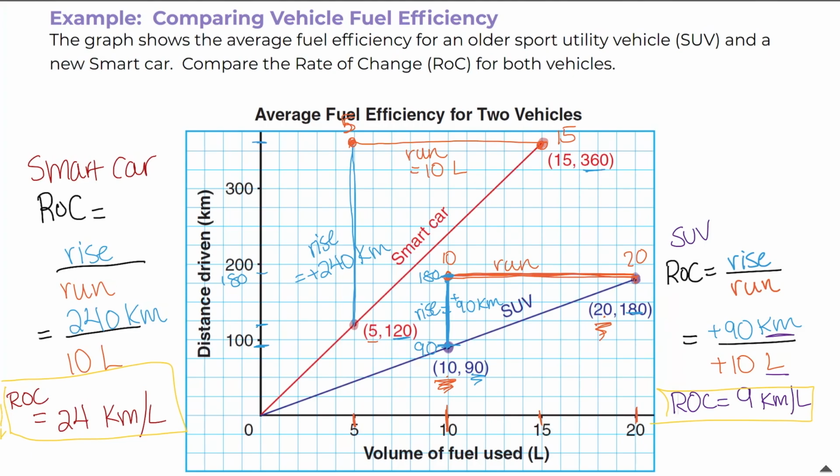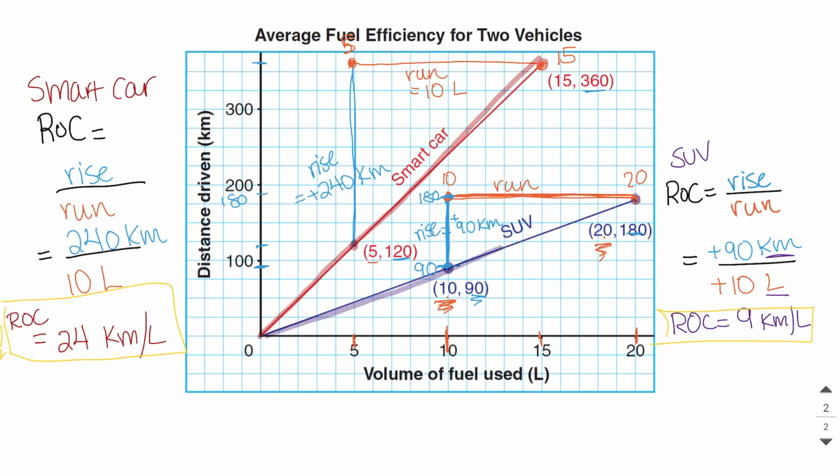But I can also tell that my smart car has better fuel efficiency simply because the graph for my smart car is significantly steeper than the graph for the SUV. So just by looking at it, I can tell the smart car has better fuel efficiency, but by actually finding the rate of change, I can see that it has better fuel efficiency by 15 kilometers per liter.